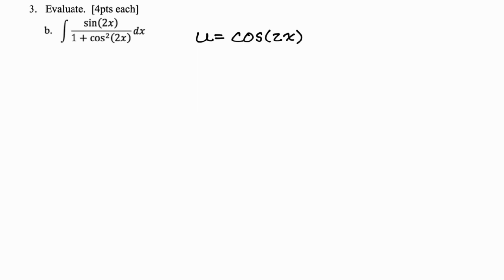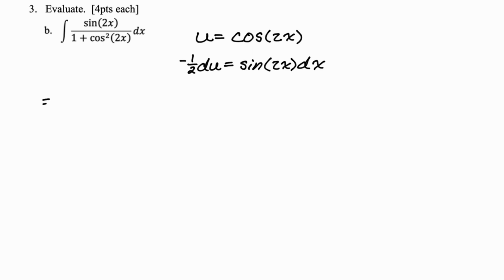So the negative 2 is coming, well, not the negative. The 2 is coming from the chain rule. The negative is coming because the derivative of cosine is negative sine. So negative 2 sine of 2x dx is du. So what I'm going to say instead is negative 1/2 du is sine of 2x dx. The reason I'm doing that is that I have sine of 2x dx that I need to sub for.